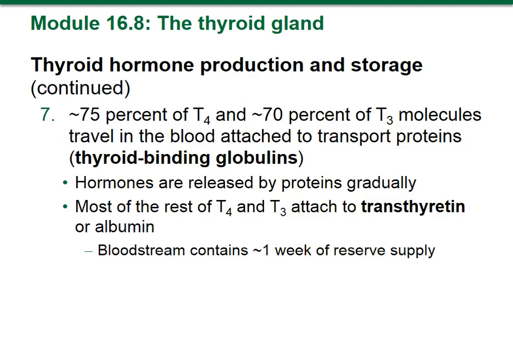About 75% of the T4 and about 70% of the T3 travel in the blood. They're going to be attached to transport proteins called thyroid-binding globulins. The hormones would then be released by the proteins gradually as they move through your system. The rest of the T3 and T4 attach to transthyretin or albumin. And your bloodstream can hold about a week of reserve supply.